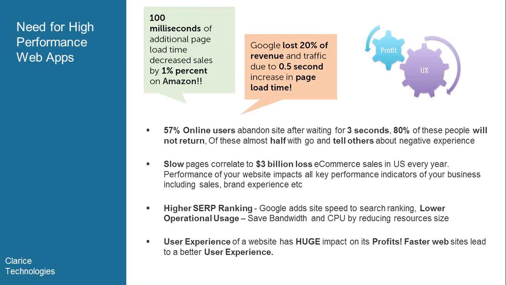So the second thing is in terms of operational cost, that is bandwidth and CPU usage. If you have a less performant website, there are many reasons for that, and one of them is that it consists of a lot of heavy resources, consuming a lot of memory and CPU and disk space. So make your app performant. That will save your operational usage. That will save your bandwidth as well as CPU as well as disk space.